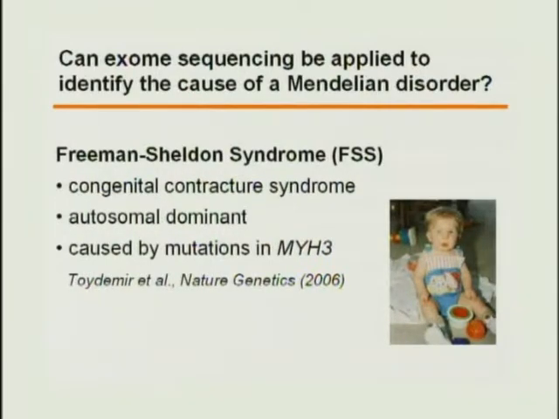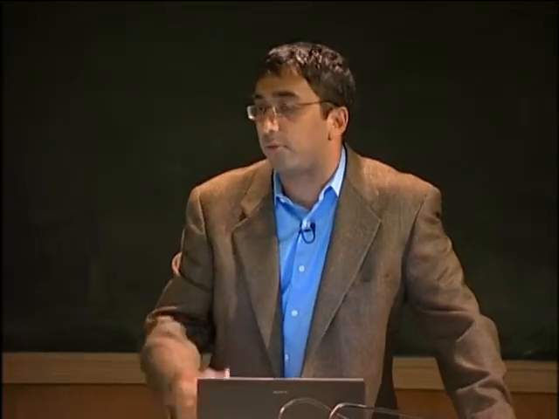And we started with something where we knew the right answer. This is Freeman-Sheldon syndrome. It's a congenital contracture syndrome. It's known to be autosomal dominant, and Mike Bamshad's group showed in 2006 that mutations in MYH3 underlie this disease. And this, again, was a case where they couldn't have solved this through a classical linkage analysis because they lacked the families, but rather they solved it through a candidate gene approach. They sequenced a few genes they had a good guess about, and they got it right.